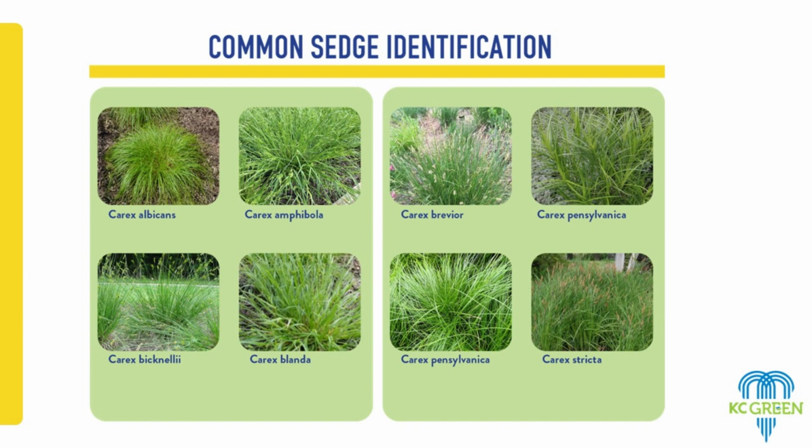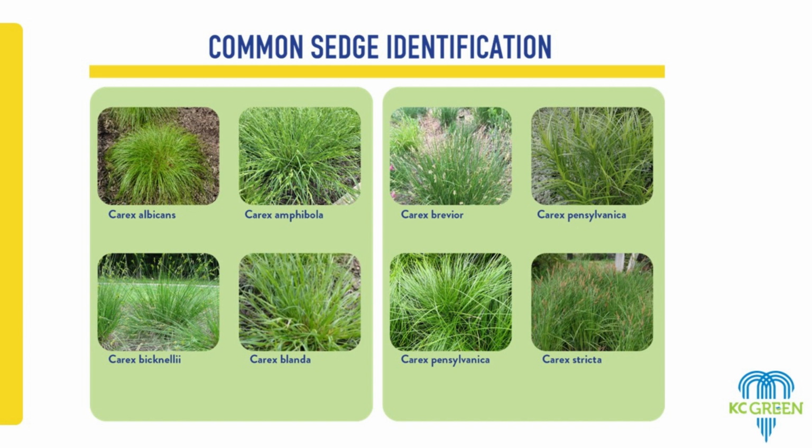So on the left there, and these are all scientific names that we're using because common names for the sedges, some of them have the same common name and it can get confusing as to which plant is which. So Carex albicans, up in the upper left there, forms a nice little clump. It likes a little bit drier conditions. Same with Carex blanda here. They can both tolerate some shade.